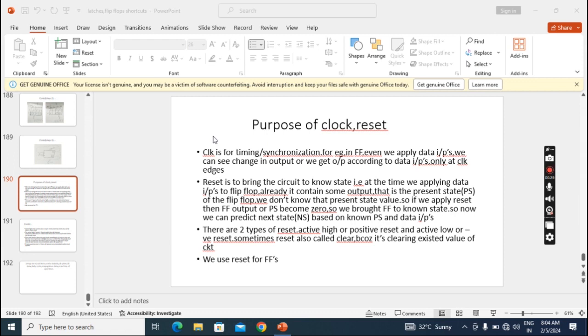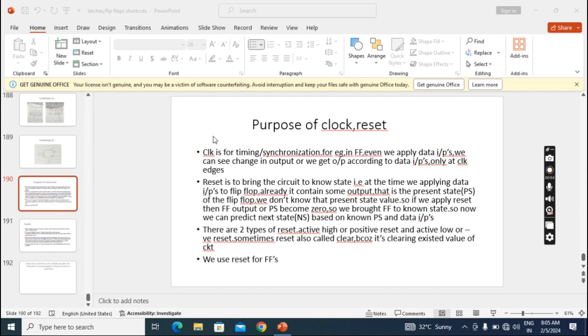For example, for a flip-flop, even if we apply data inputs, we can see the change in the output, or we can get the output, only at particular clock edges according to the data input. Okay, so that timing or synchronization is given by clock. That is the purpose.